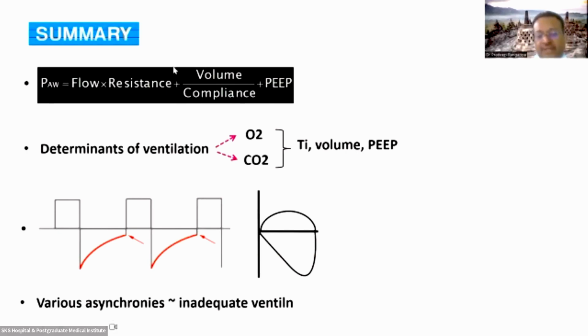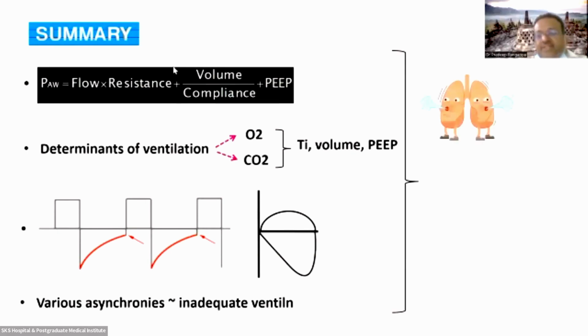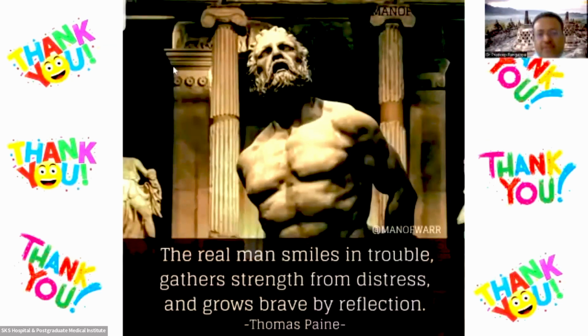All in all, if you are not addressing these dynamic hyperinflation and intrinsic peak, it will put enormous stress on the lung, and the work of breathing increases, and the respiratory effort also significantly increases. So our whole effort is to reduce the stress on the lung and reduce the respiratory effort by tweaking all these variables. So that is in brief about the practical approach as to how we can optimize ventilation in COPD. So thank you one and all.